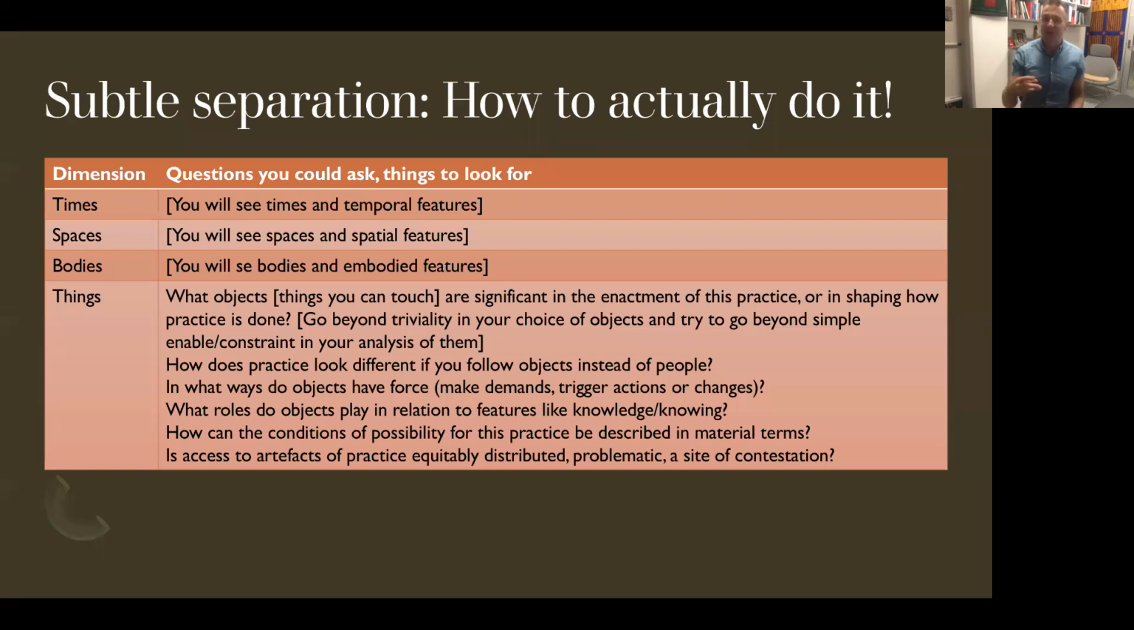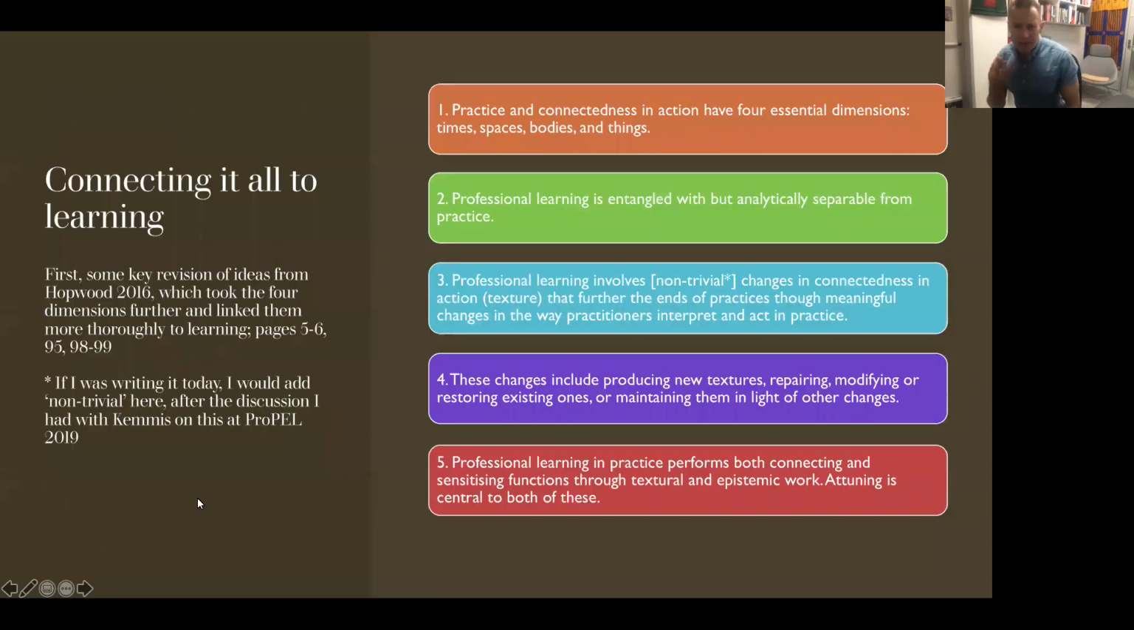How can the conditions of possibility for this practice be described in material terms? And the political question: is access to artifacts of practice equitably distributed, or problematic, or a site of contestation? Are these artifacts in themselves neutral? Often not. Seemingly innocent artifacts, for example, that categorize children as needing special educational support, can actually be very powerful and political and contested. So that's going for time, spaces, bodies, and things.